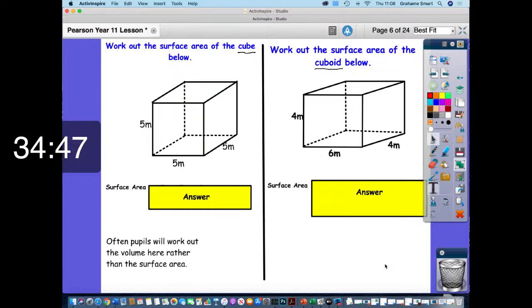Now, what a lot of students do here, they'll just work out the volume. They'll do 5 times 5 times 5 in this case, and they'll get 125 and think, ah, job done. But it's not. That's not the answer. It's going to be 5 metres multiplied by 5 metres.